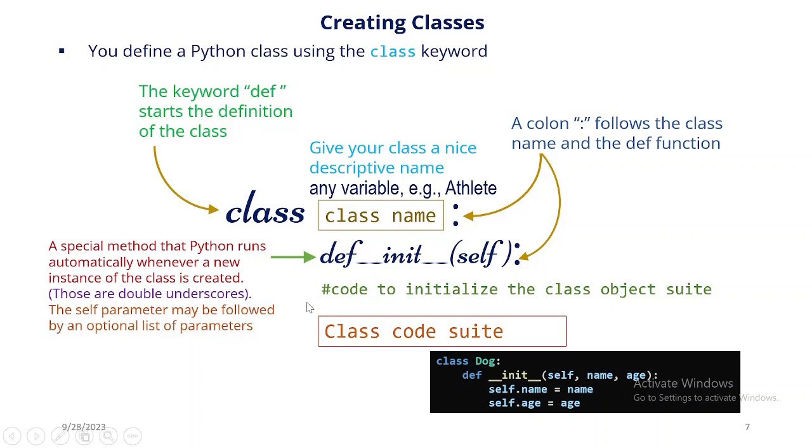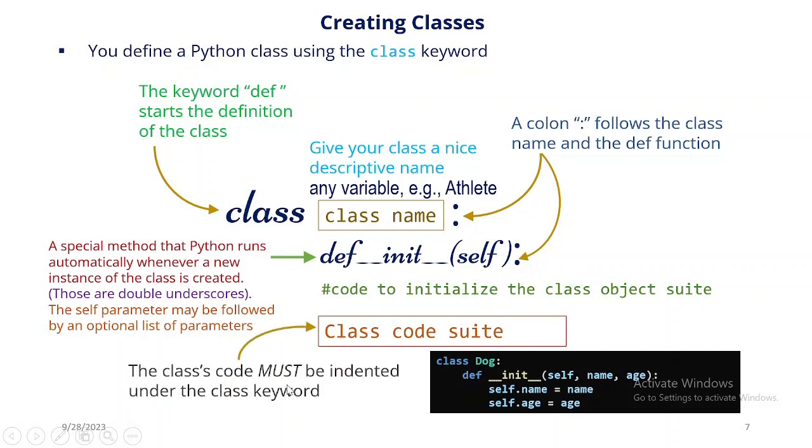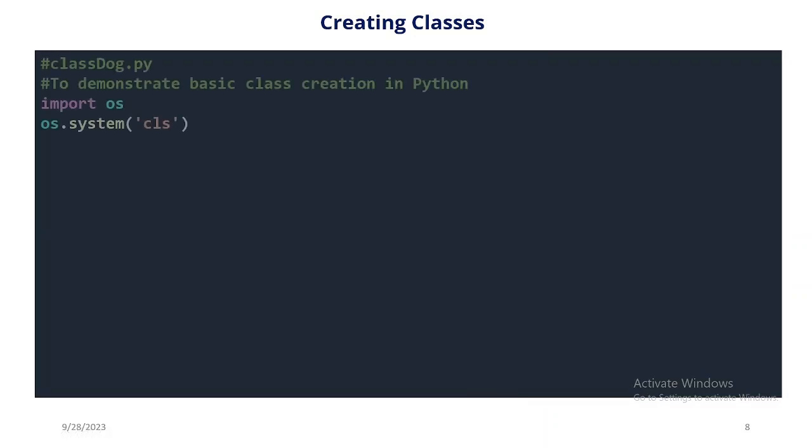The self parameter may be followed by an optional list of parameters. It is compulsory to have a self parameter inside the def __init__. You can also have an optional list of parameters depending on the purpose for which you are defining your class. For instance, in this example of class Dog, we have name in addition to self, and we also have age in addition to self. You can have a lot more if you want. So the code of the class, all of it must be indented, as you can see from the example we have here. So let's go into examples right away.